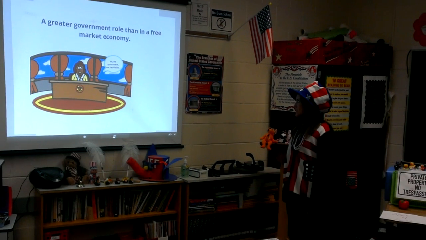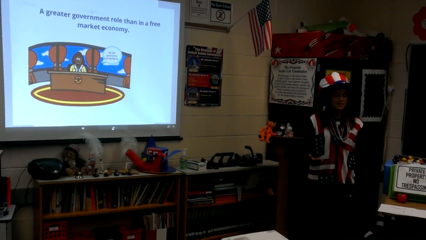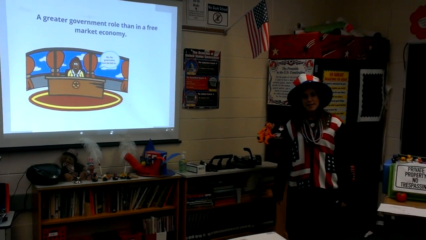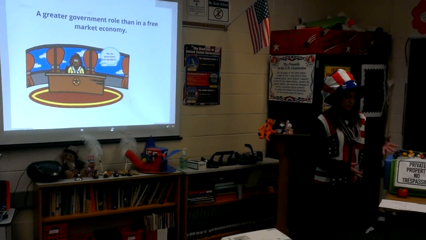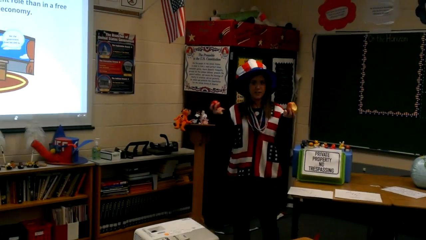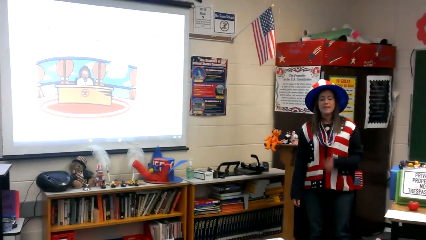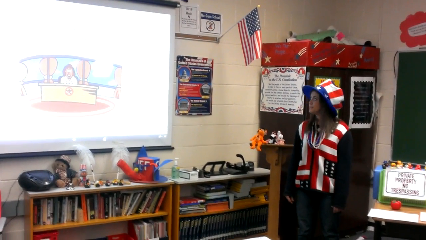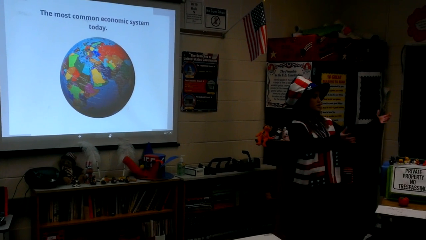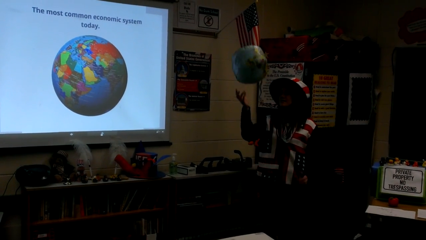A greater government role than in a free market. So before, when Ms. Casey was talking about free market economies, you noticed that the government really had no role. You could buy either of these apples and that was fine, and you got to make that choice. In a mixed economy, the government does have some role, and that varies depending on the mixed economy. It is the most common economic system today, so most countries are mixed economies.